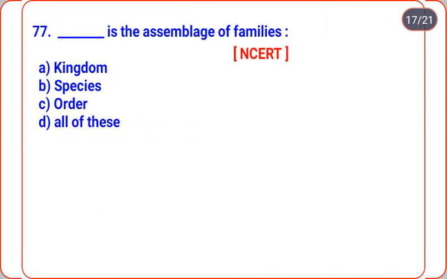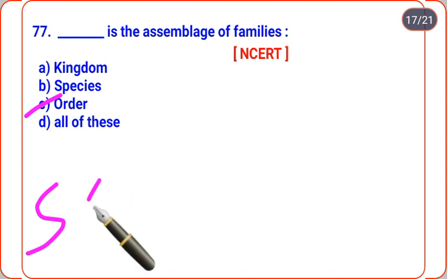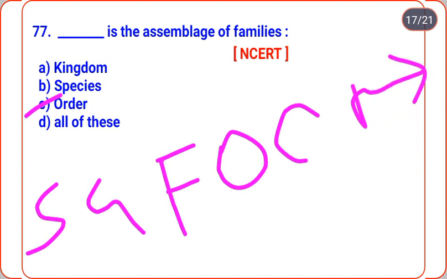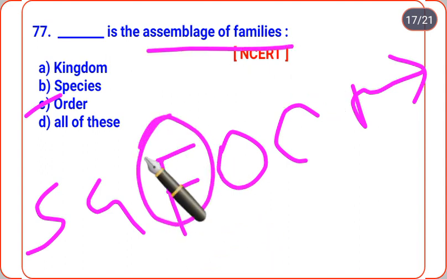Question number 77, dash is the assemblies of the family. Option A, kingdom; option B, species; option C, order; option D, all of this. Dash is the assemblies of the family, obviously. Option C means order. Order is the assemblies of the family. If we explain this: species, genus, family, order, class, phylum or division, and kingdom.